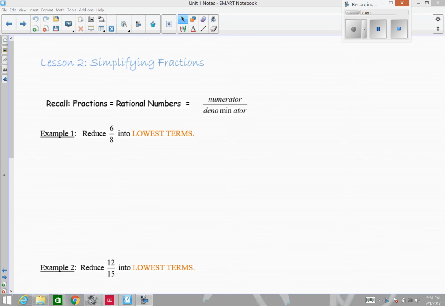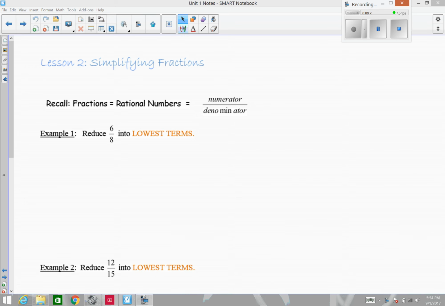Hello everybody, this is lesson number 2 of Unit 1. It's all about simplifying fractions. You will need to be able to simplify fractions without calculators, so we want to make sure that we can do that prime factorization that we learned about in lesson 1 and use that for simplifying fractions. Alright, so here we go.